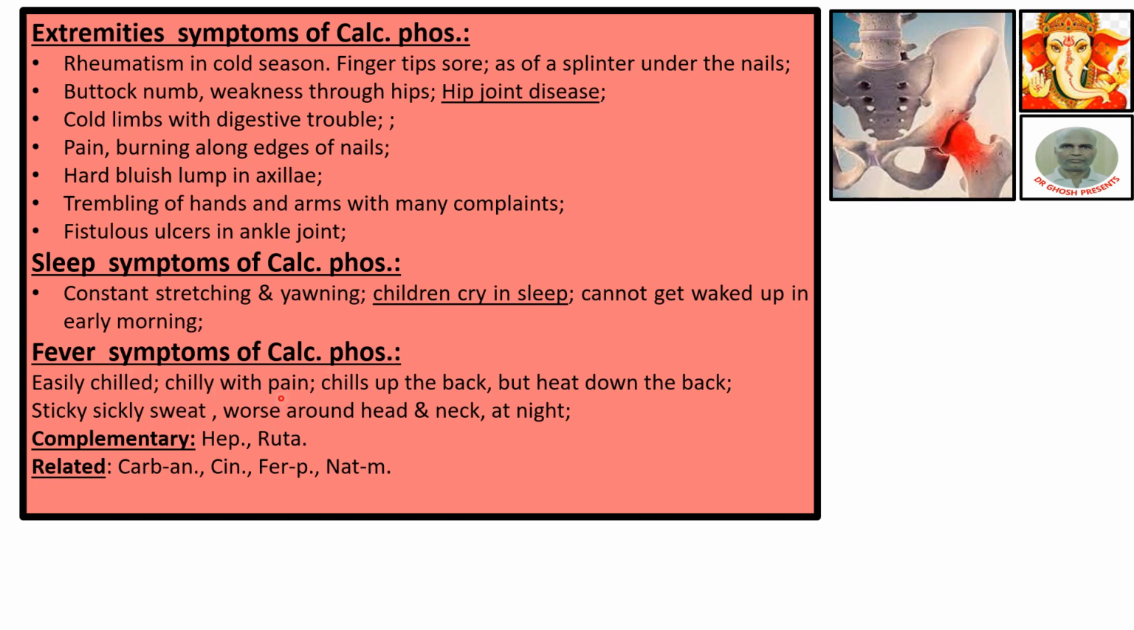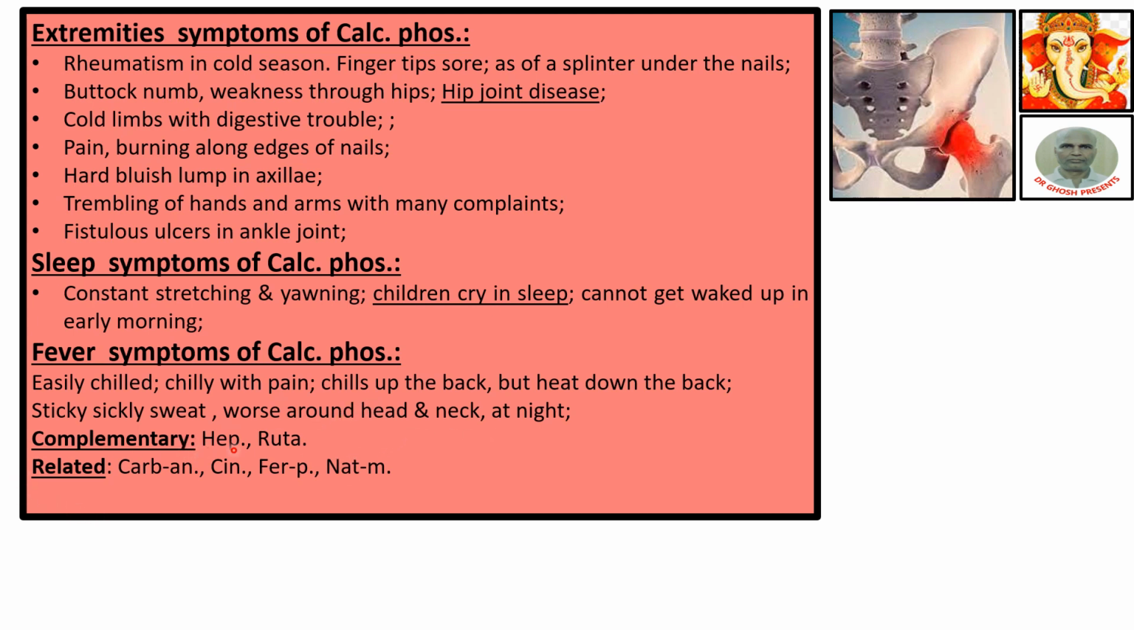Fever symptoms of Calcarea Phos. Easily chilled, chilly with pain, chills up the back, but heat down the back. Note the symptom, chills up the back. That is, when the chill moves, it moves from bottom upward. Heat moves down the back. Chills up the back, heat down the back. It is coming down, it is going up. Sticky, sickly sweat, worse around head and neck at night. This is a Calcarea Phos characteristic: sweat, head, neck, night.